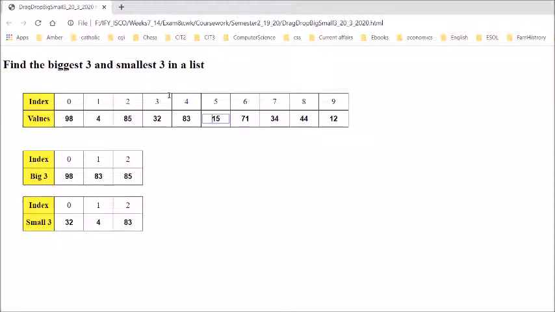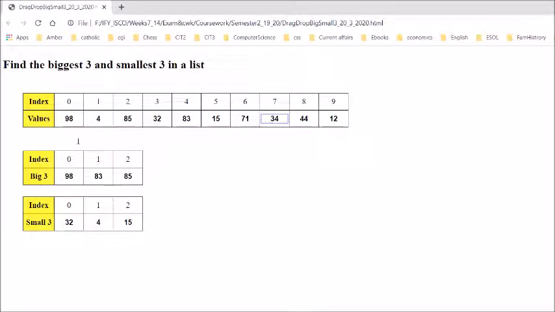And then we carry on doing the same thing. So 15, is that bigger than the smallest of the 3 big numbers? No. Is 15 smaller than the biggest of the 3 small numbers? Yes. So we can replace 83 by 15. We look at 71. Is 71 bigger than the smallest of the 3 big numbers? No. Is 71 smaller than the biggest of the 3 small numbers? No. So we don't do anything.